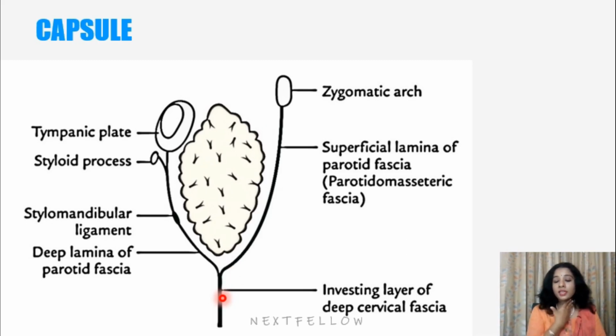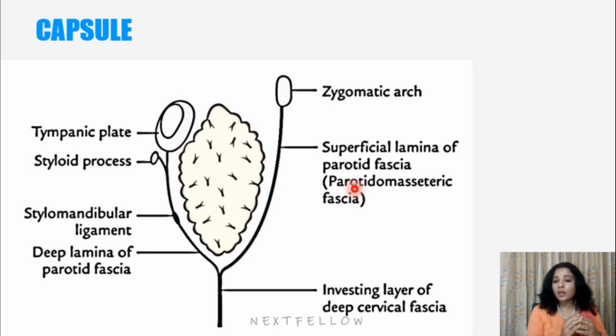So when the deep cervical fascia reaches the lower tip of the gland, that is the apex of the gland, it splits into two laminae, a superficial lamina and a deeper lamina. The superficial lamina is quite thick and dense, and it attaches above to the zygomatic arch. So the superficial lamina is otherwise called the parotido-masseteric fascia. It is very thick.